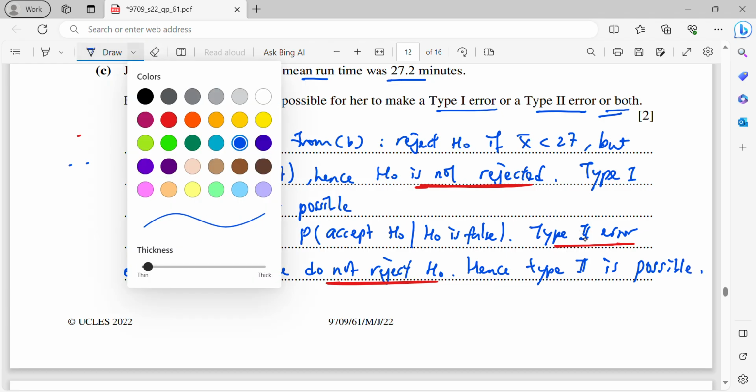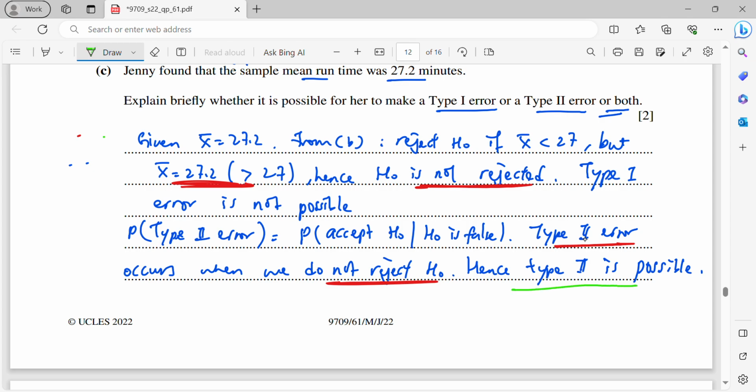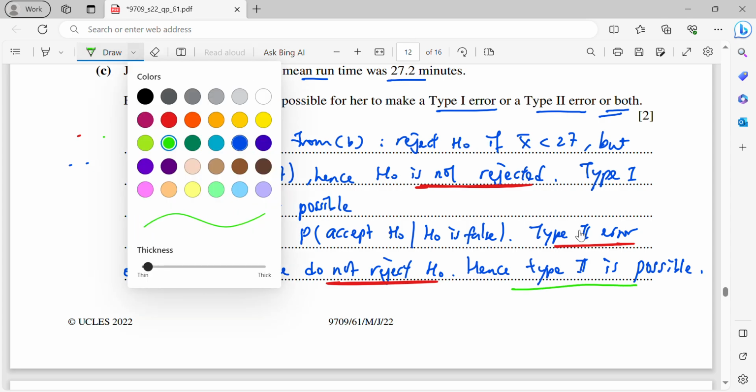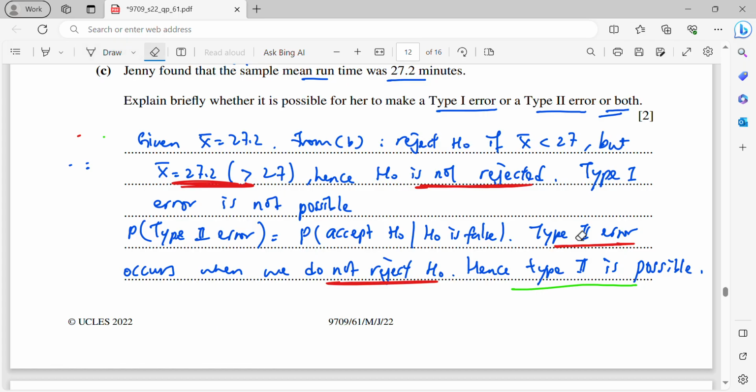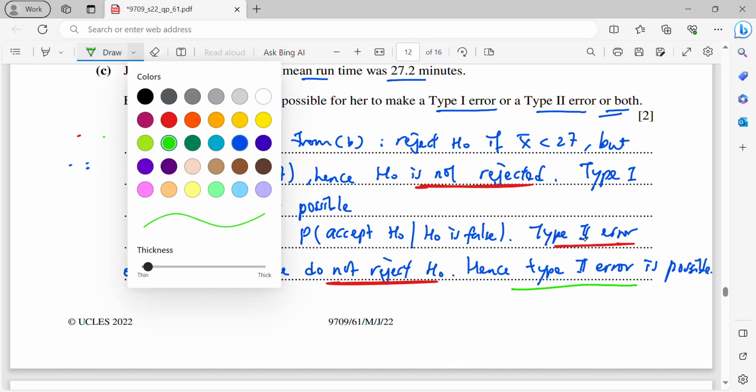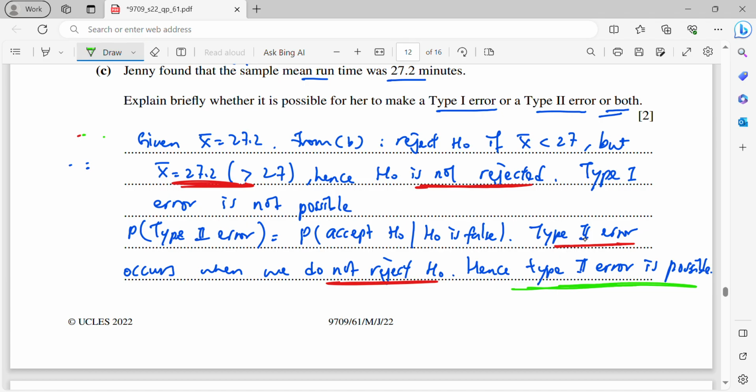Okay, so my conclusion is: type 2 error is possible. Type 1 error is not possible.